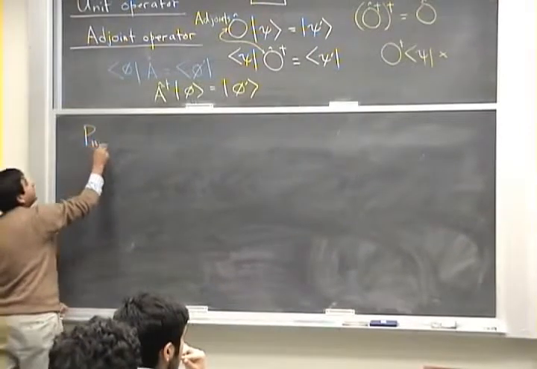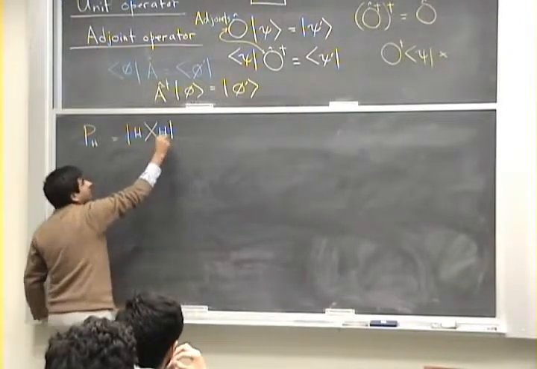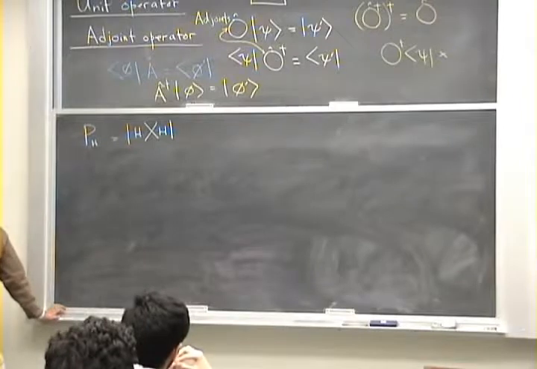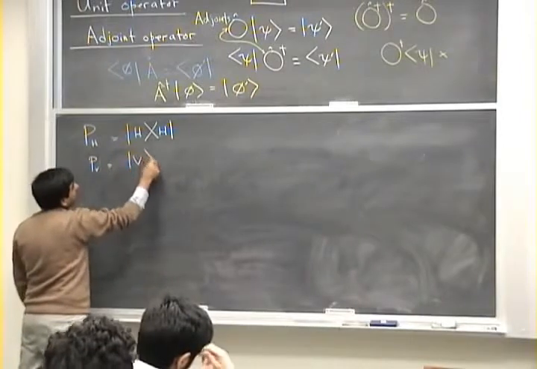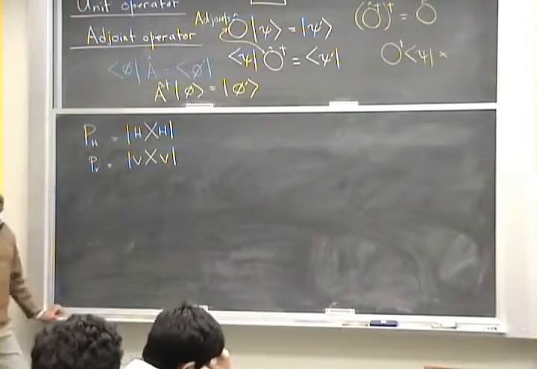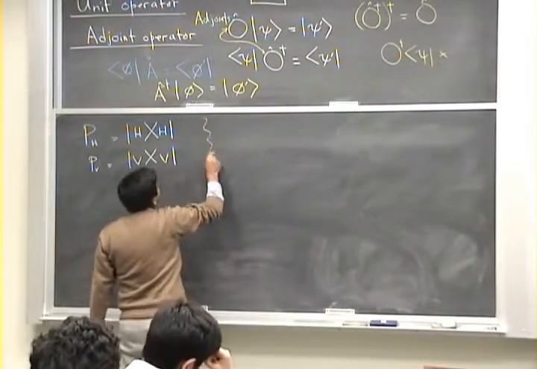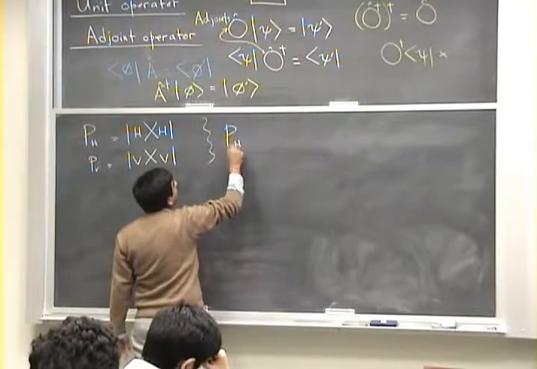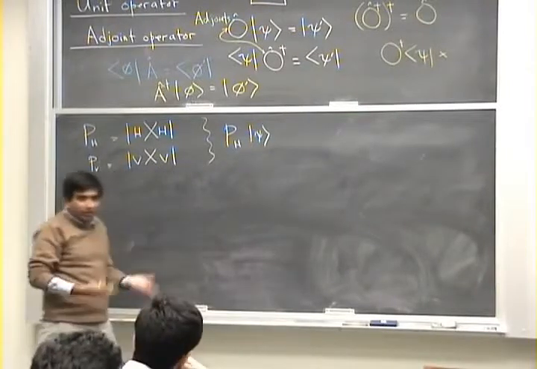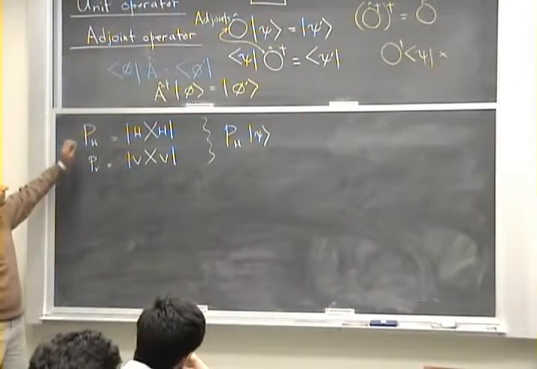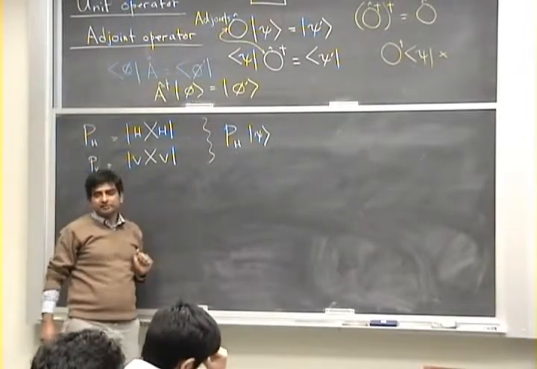PH I have defined as ket H followed by bra H. Okay? This is what I defined the projection operator as. PV I have defined as ket V followed by bra V. Okay. Remember, this is not a state, it's an operator. Let's see what happens when PH acts on a state. Okay. An operator acts on state. So let's see what happens when this projection operator, which I have identified over there, acts on the state.